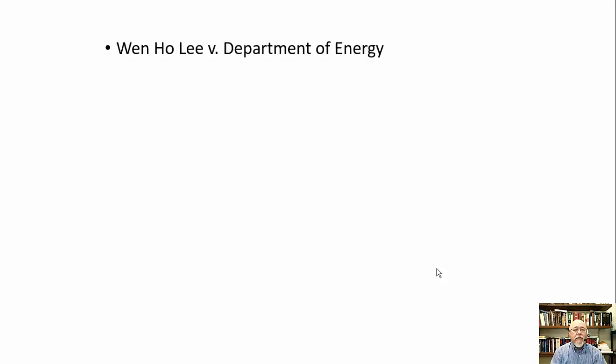Then we have the case of Wen-Ho Lee versus Department of Energy. Wen-Ho Lee was a researcher at Los Alamos Nuclear Labs, not the one near San Luis Obispo, but the one in New Mexico. And Wen-Ho Lee was arrested and charged with 32 felony counts of espionage. And the allegation was that he was stealing U.S. nuclear secrets to give to China. He was held in solitary confinement for more than a year, not able to talk to anybody. His lawyer was allowed to meet with him 1 hour per week.